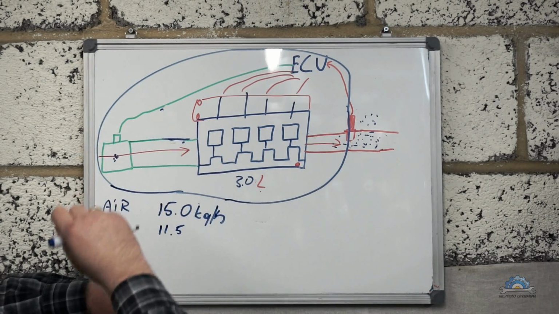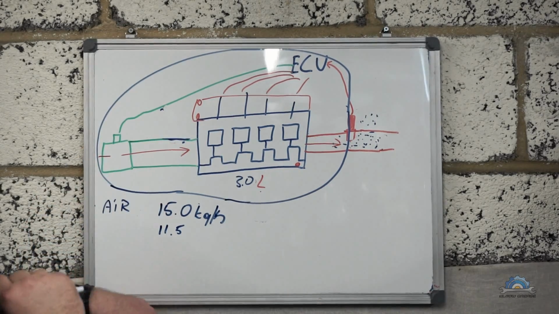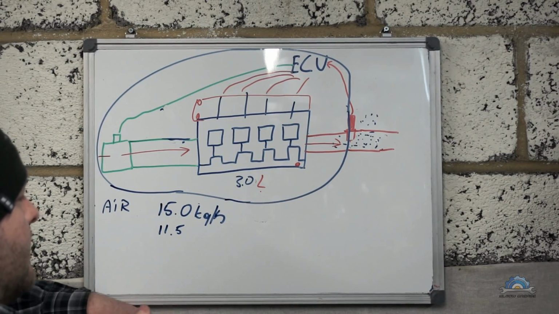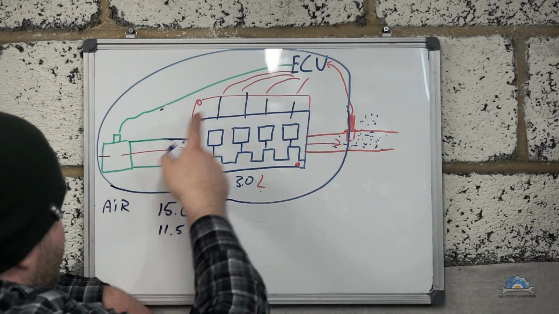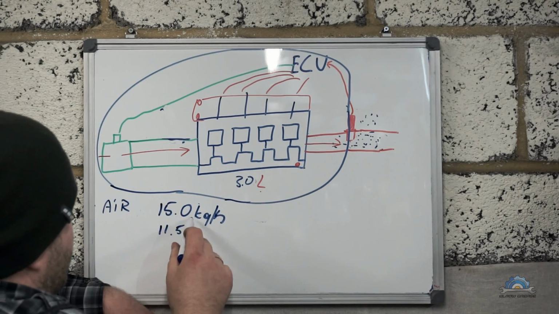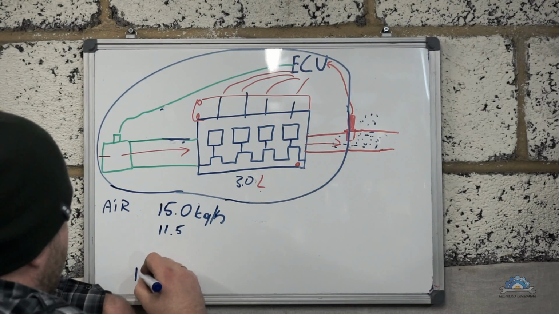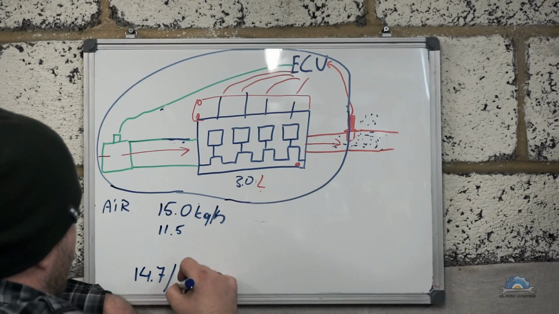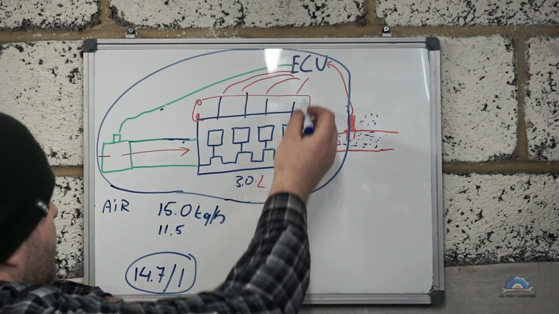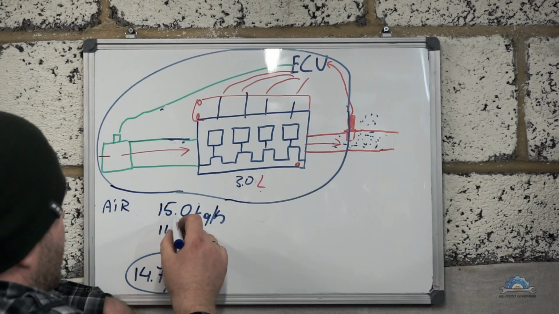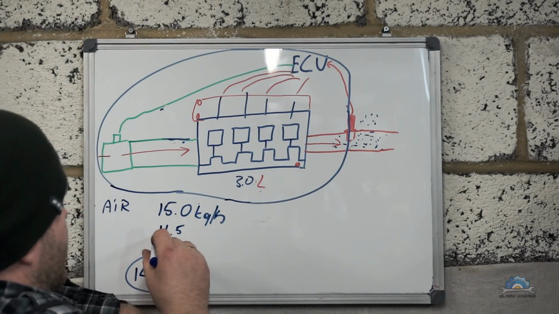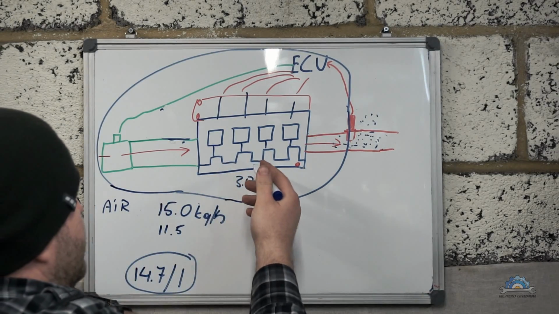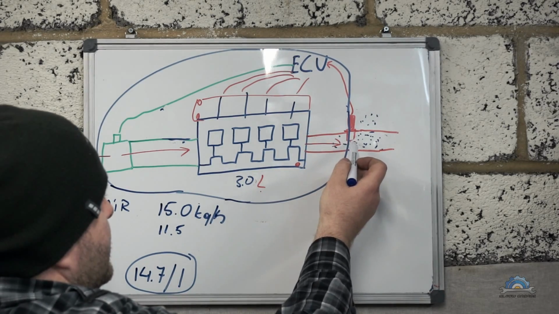Let's say everything is sealed. It's just a MAF which is lying because it's old and giving incorrect information to the ECU. So the MAF is saying to the ECU, listen, I got 15 kilograms of air, and to keep this stoichiometry, we need more fuel. So the ECU is adding an adequate amount of fuel for 15 kilograms of air instead of 11.5.